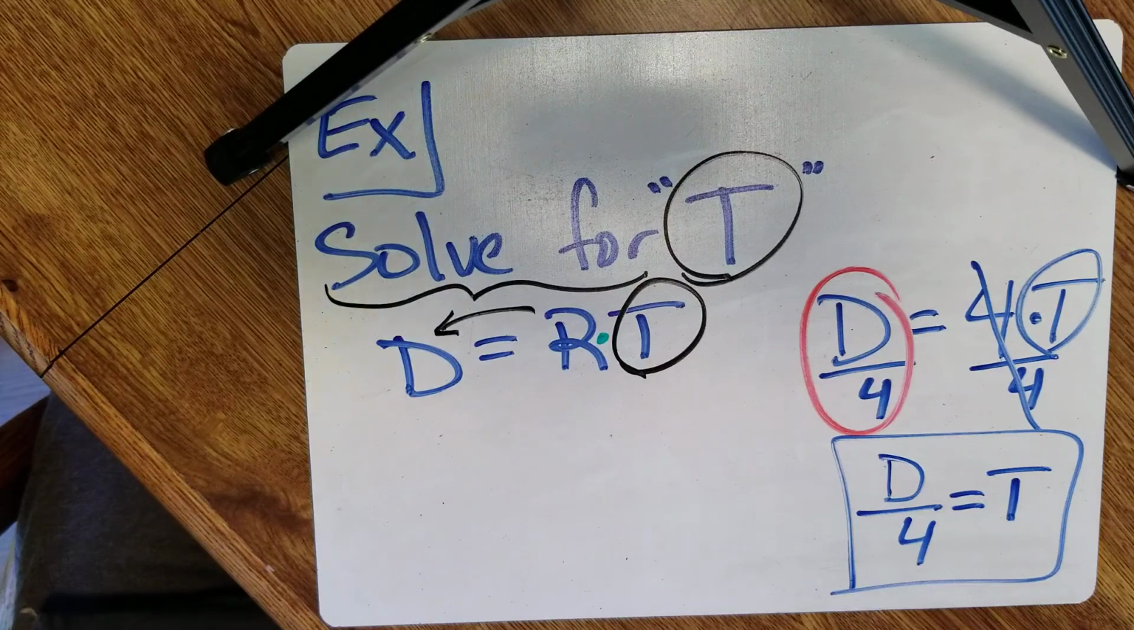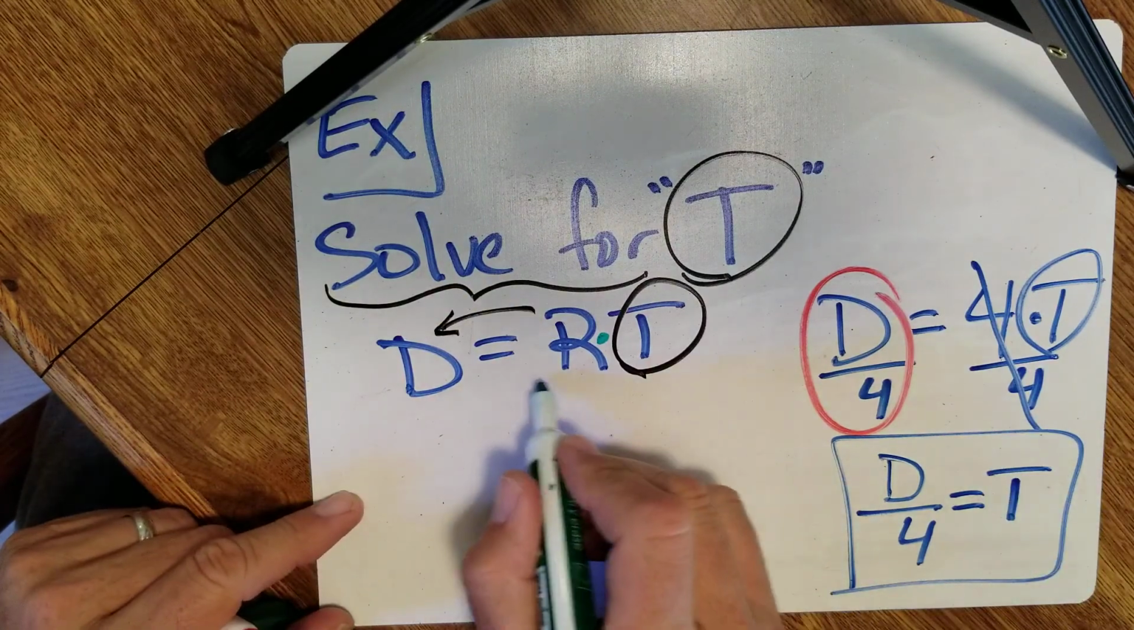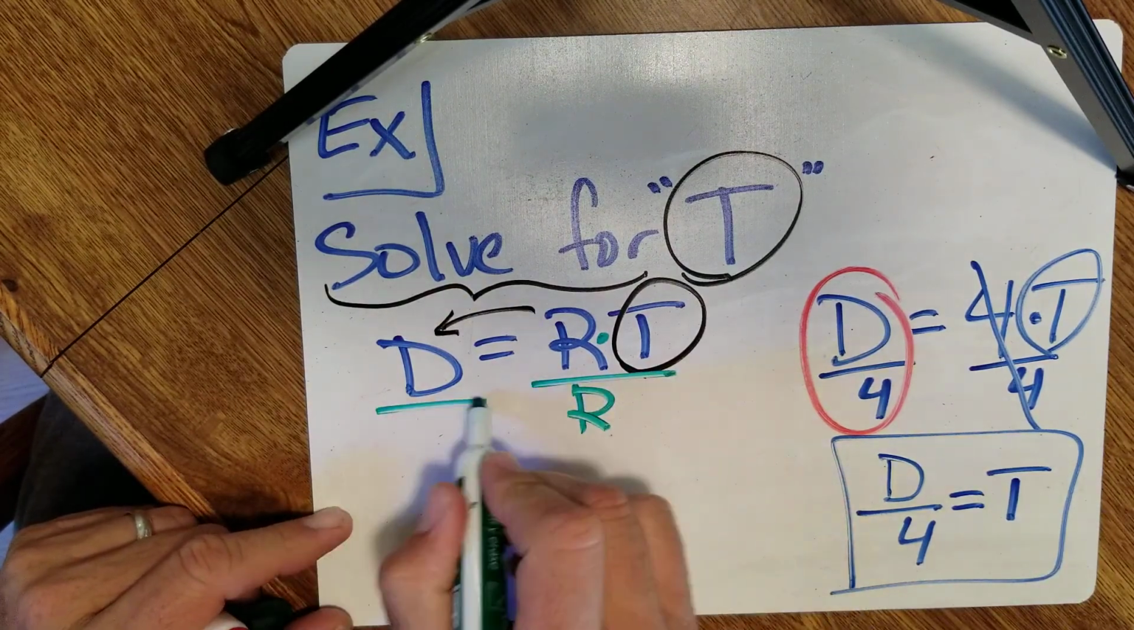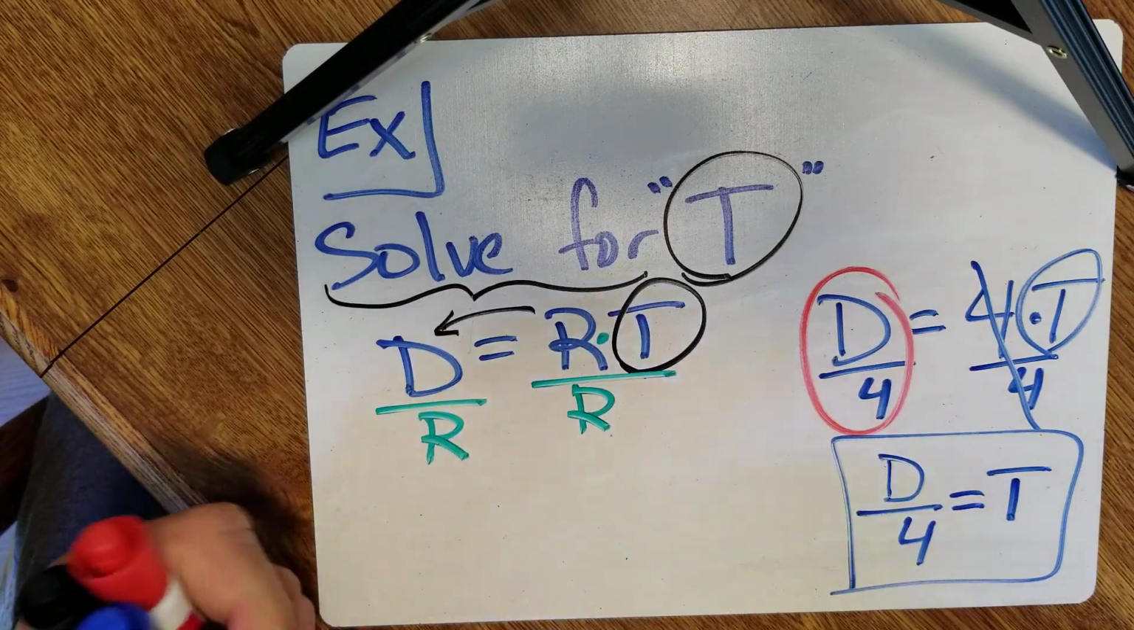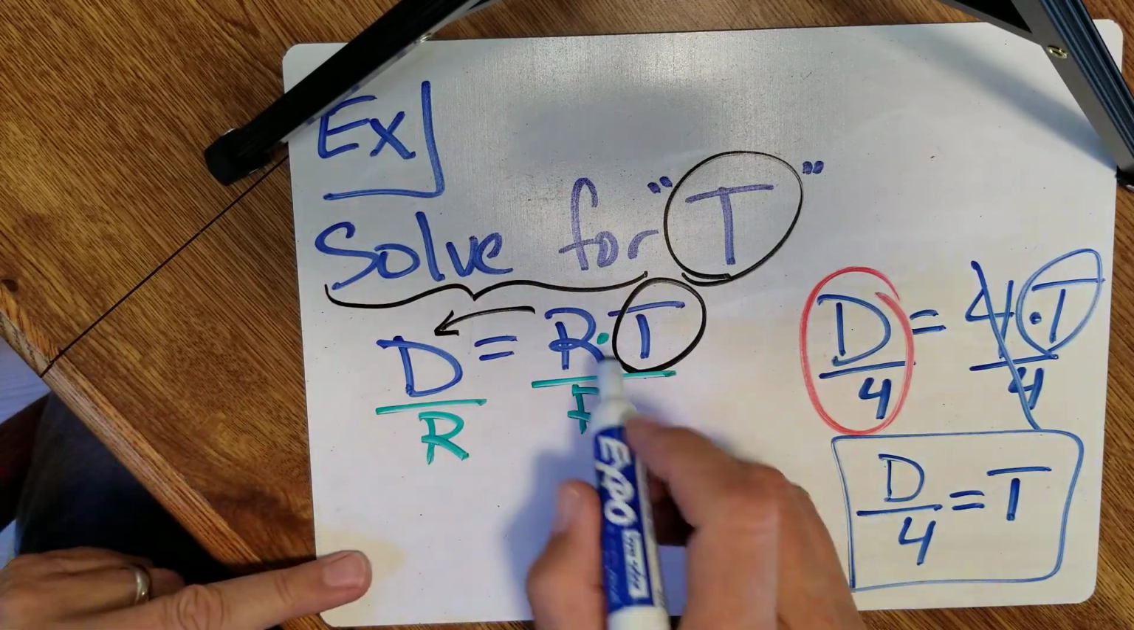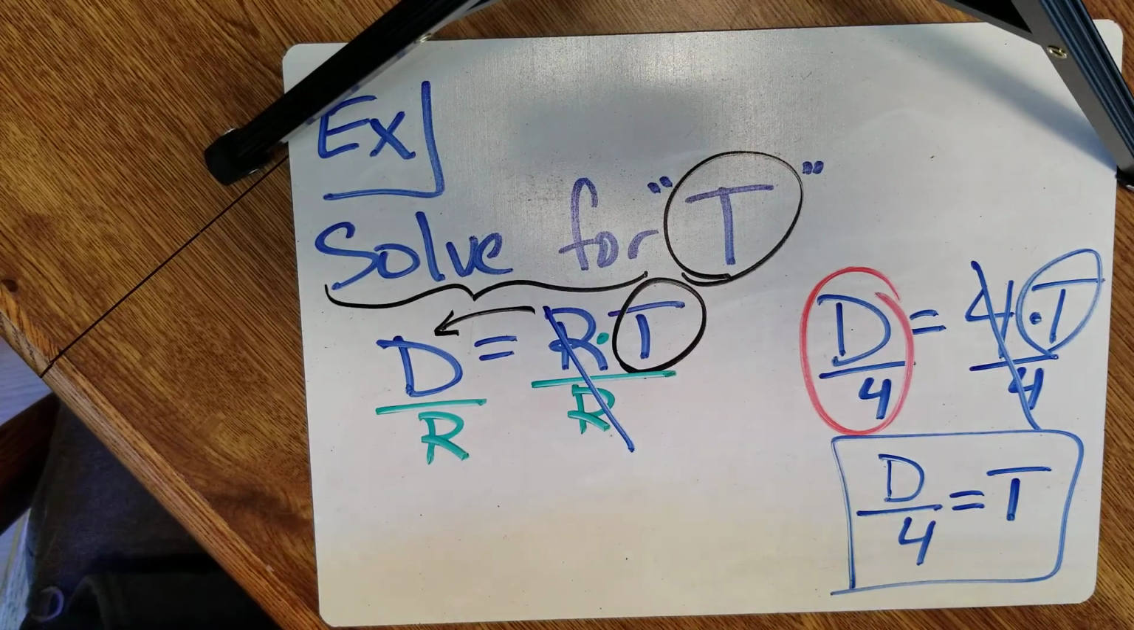How do you undo times? Well, it's the exact same as this. I need to divide by that r like this. And what is r divided by r? Well, r divided by r, of course, is just 1. Anything divided by itself is 1.